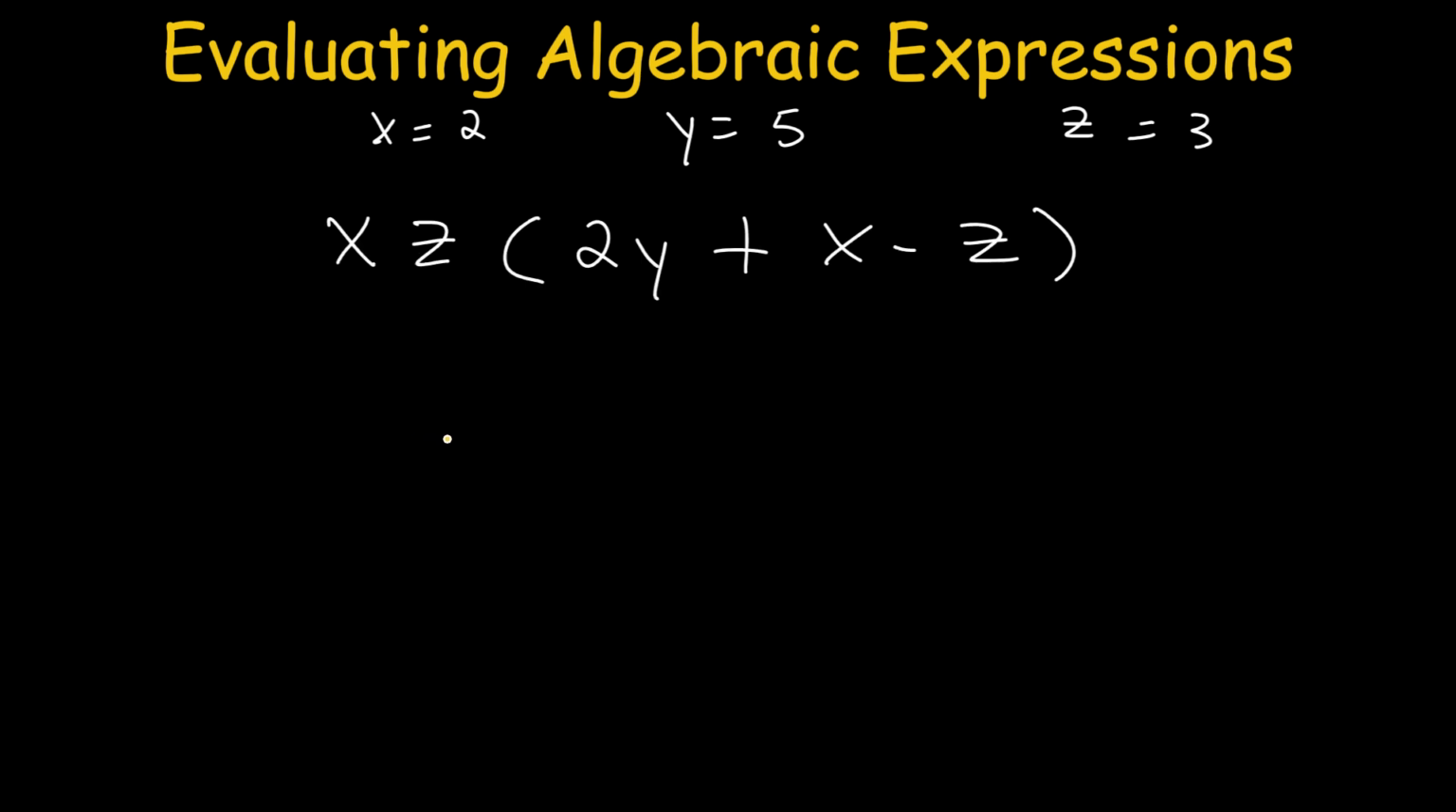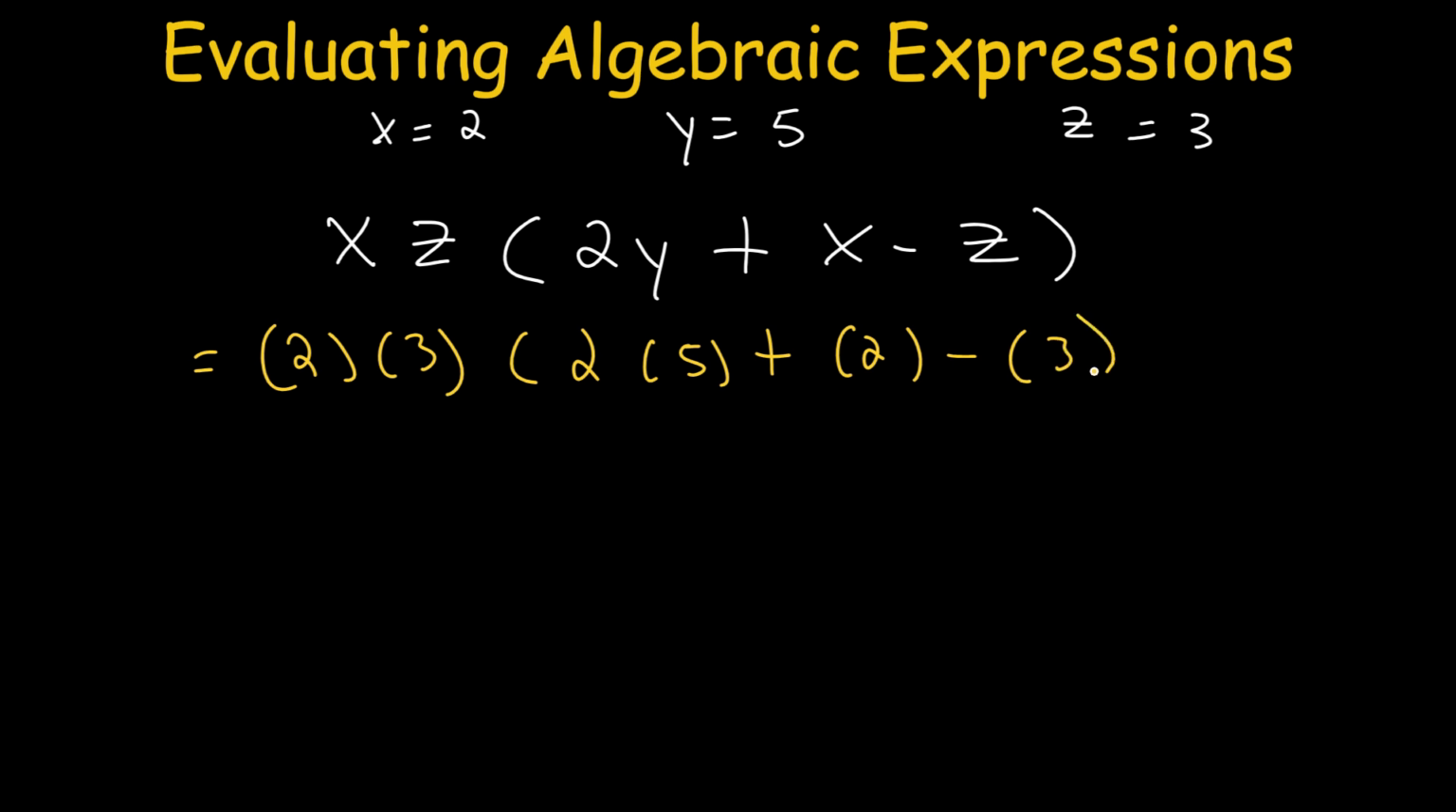Right, now let's practice this algebraic expression known as a monomial, or binomial, or trinomial. Let's do the first one by substituting the letters with numbers. So that's 2, x is 3, y is 5, x is 2, and z is 3. Now let's go ahead and we can do this one. So 2 times 3 is 6. Then we do this one here. So 2 times 5 is 10 plus 2 minus 3.